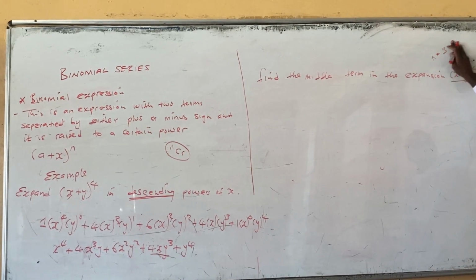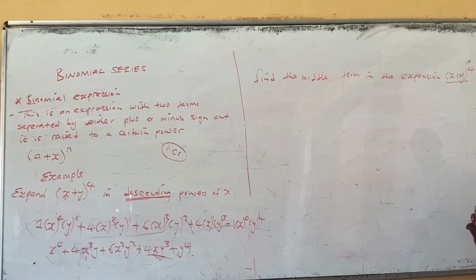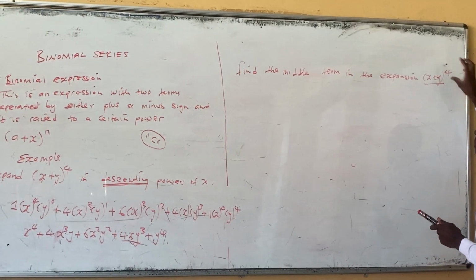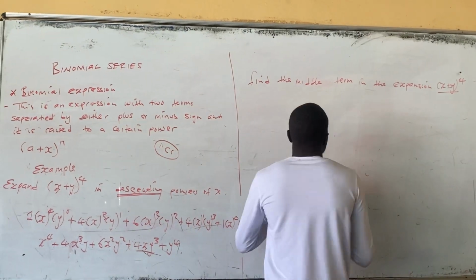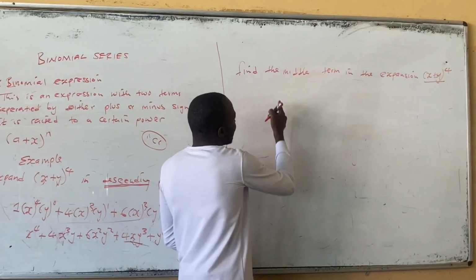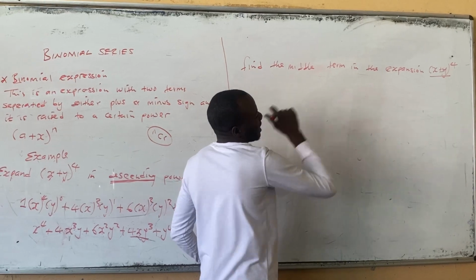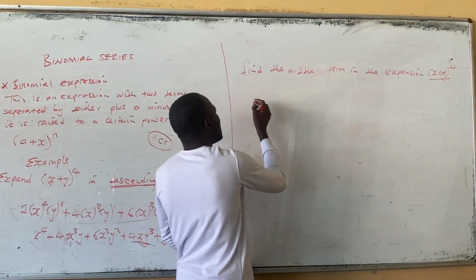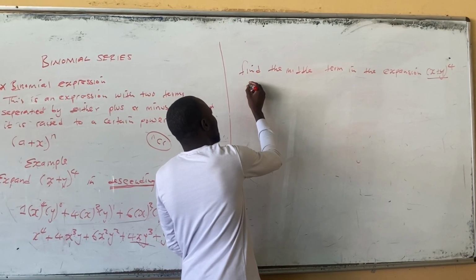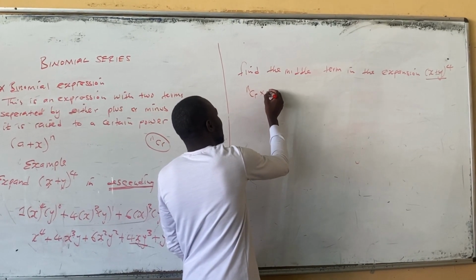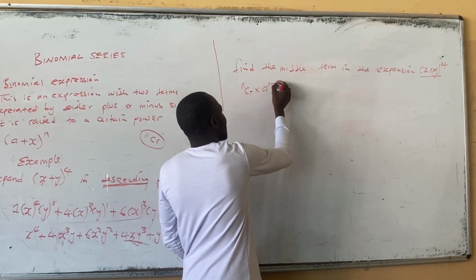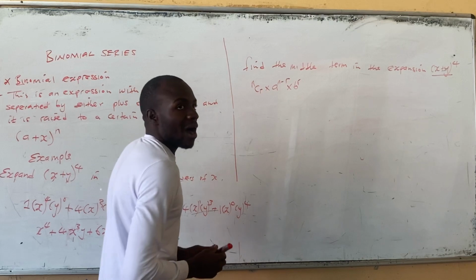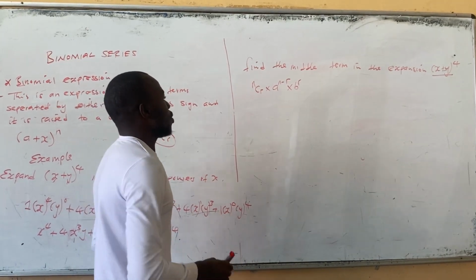So they won't ask you to find the middle term when the power is even, because when you expand an even power, you get an odd number of terms. So let's find the middle term in that expansion. So what do we do? Here, again, we make use of this formula: n combine r times a to the power n minus r times b to the power r.